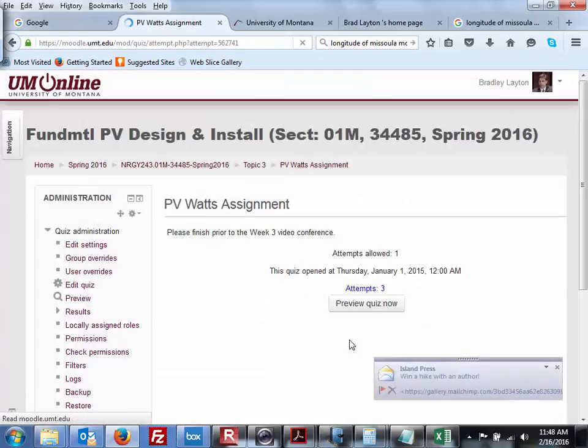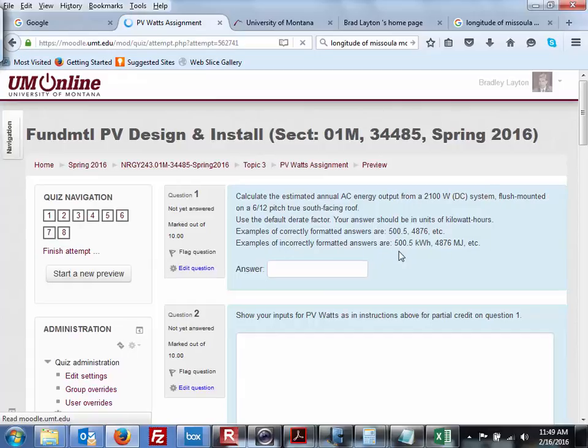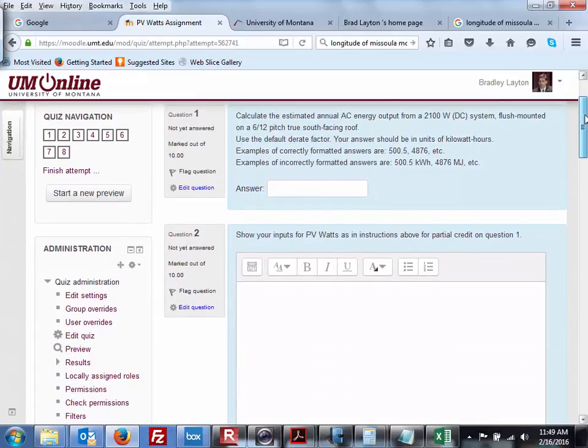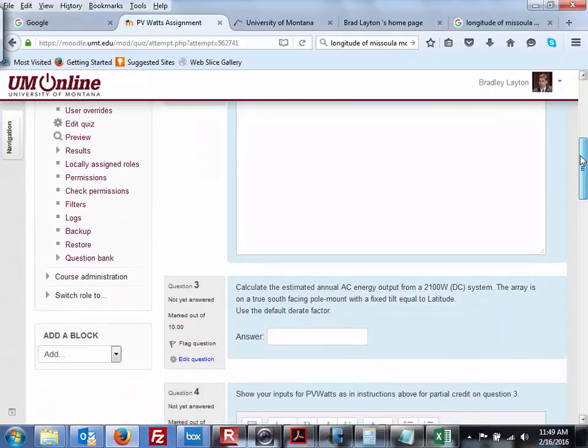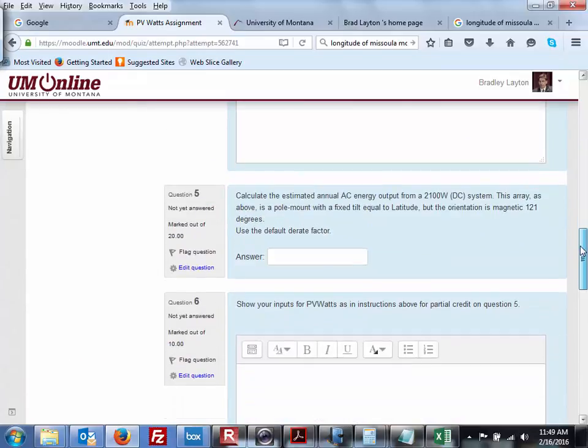I'll take a quick look at it here. Have you looked at it already? I have. Okay, let's do a little preview. All right. So all this stuff is going to come out of that PV Watts calculator. And these aren't things you're going to do in your head. It's just going to be finding your way around the PV Watts calculator. The second part is sort of partial credit for doing it right. Do rate factor, show your results.